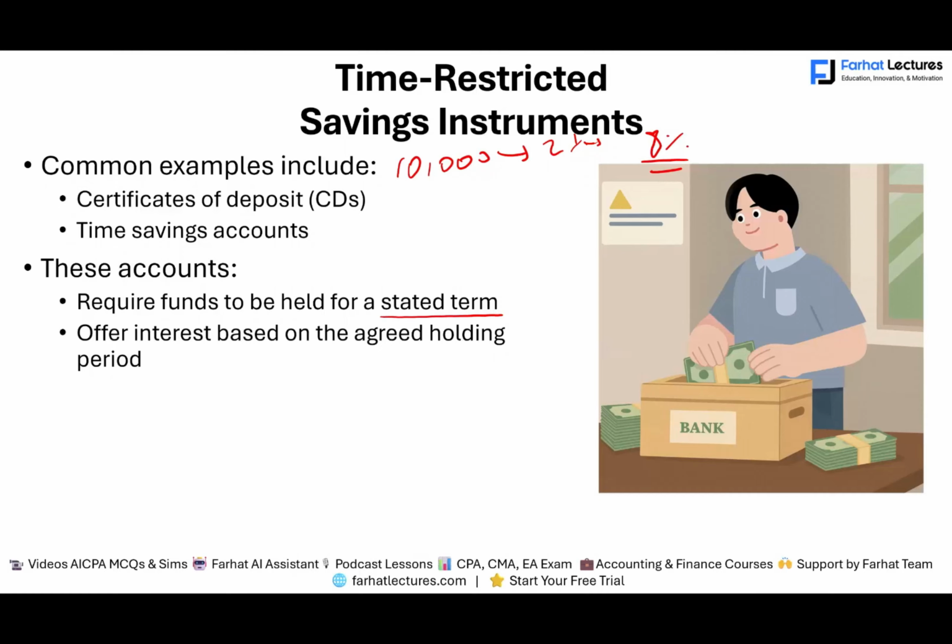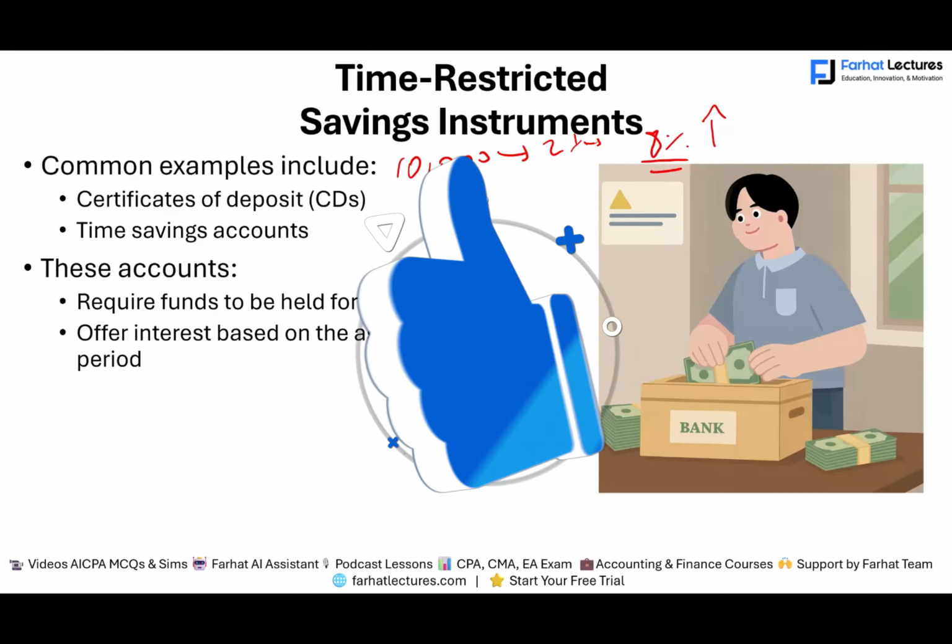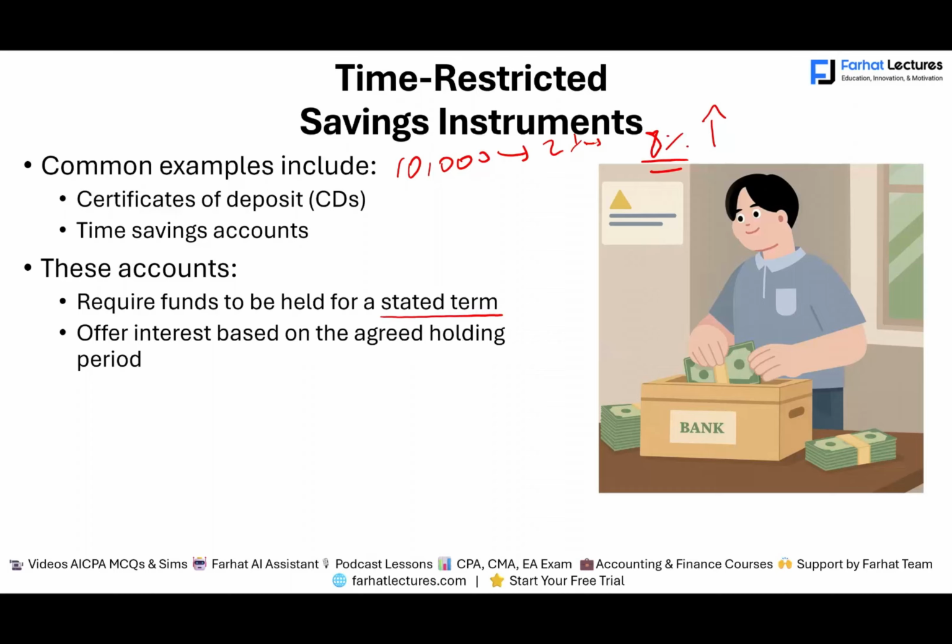Now the way it works, the longer you deposit your money, the higher the interest rate, because you have to understand the risk here, or basic finance. In basic finance, the longer you have to wait to get your money back, the higher your risk. And what comes with risk? Reward. So if you want to wait 2 years, they may give you 8%.